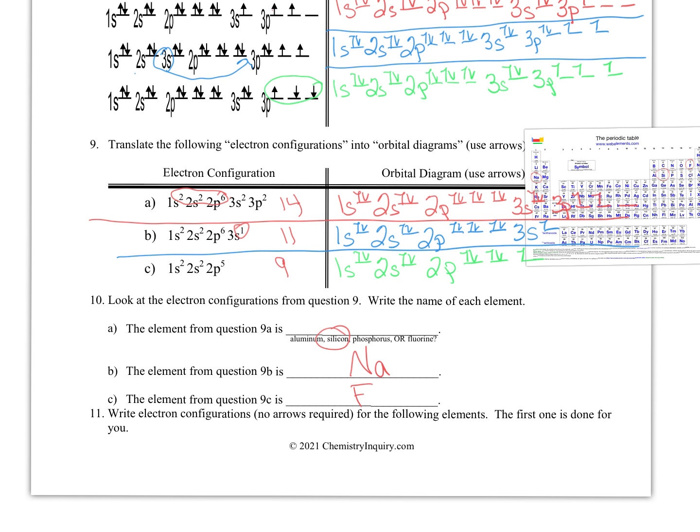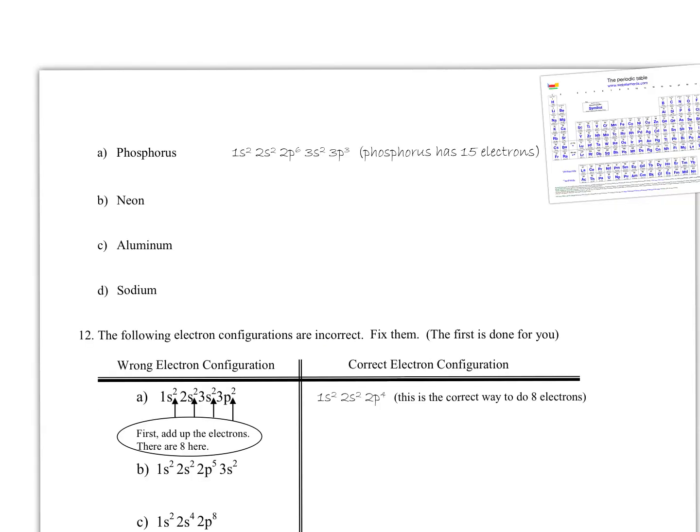All right, the next question says, write electron configurations with no arrows for the following elements. The first one is done for you. So let's go on the next page and see how we do that. Okay, the first one is phosphorus, and they've already done it for us, and it has 15 electrons. One of your best ways to check this is when you're done, you add up all these superscripts and make sure 6 plus 2 plus 2 plus 2 plus 3 is 15. As long as you can do that and it equals each other, then you know you probably have the right answer.